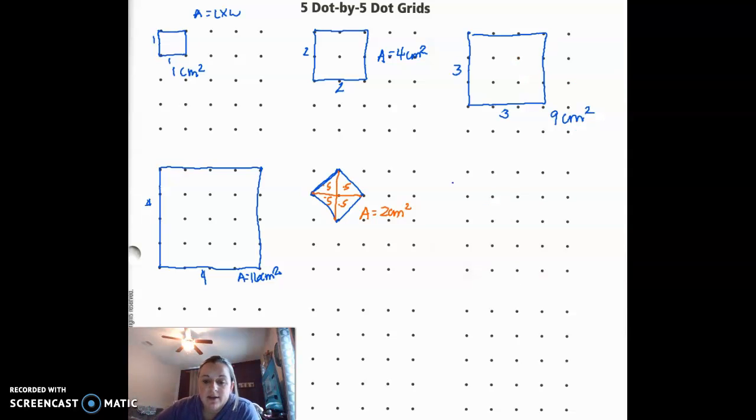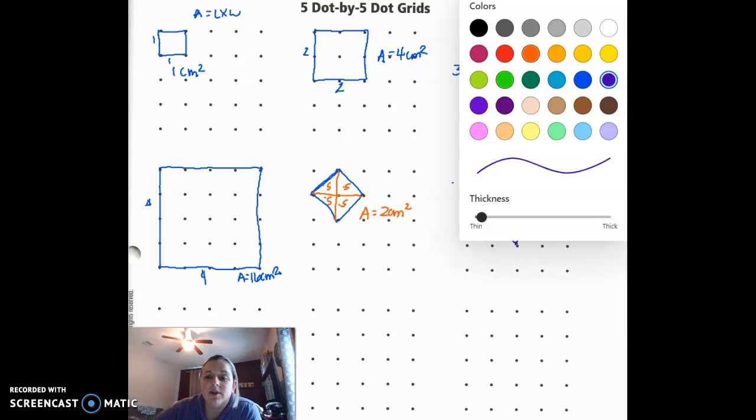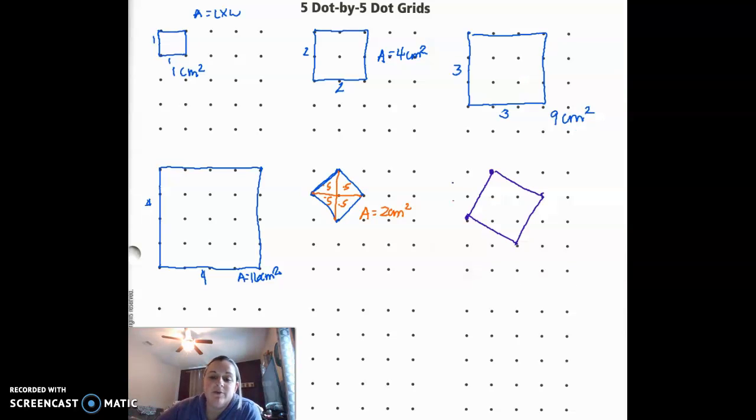Let's try going down 2 blocks and then up 2 over 1. So we get an angle that looks like this. I'm going to go over 2, down 1, down 2 over 1, over 2, up 1. So all 4 angles are 90 degrees. All 4 sides are the same. And when you look at inside here, it is a totally different square than before.